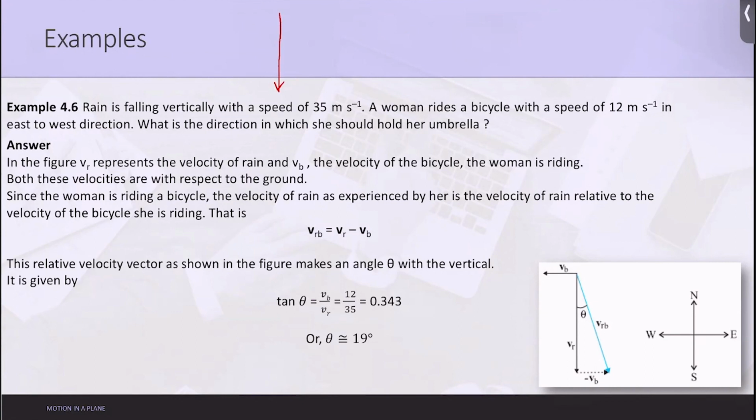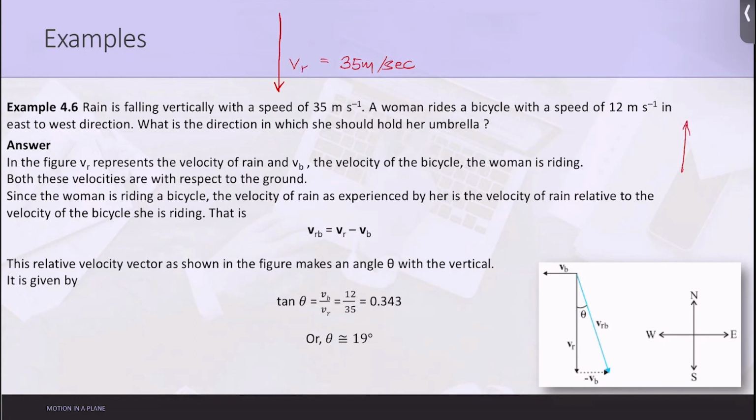So this is the velocity, this is the direction of the rain. We can write the rain as nothing but VR, which is equal to 35 meter per second. Fine. A woman rides a bicycle with a speed of 12 meter per second in the east to west direction.